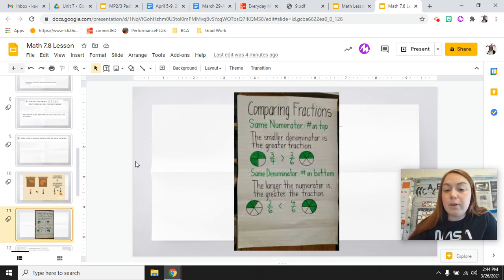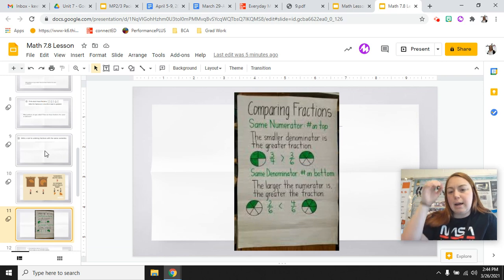So if both of the numerators are the same, so say it's 3/8 and 3/6, which one would be greater, 3/8 or 3/6? It would be 3/6 because it's the smaller denominator. If you have the same denominator on the bottom, it is the opposite. The larger the numerator is, the greater the fraction is, okay? But we're focusing on the top part, the same numerator on top. So remember, the larger the denominator is, the smaller the fraction is, okay?